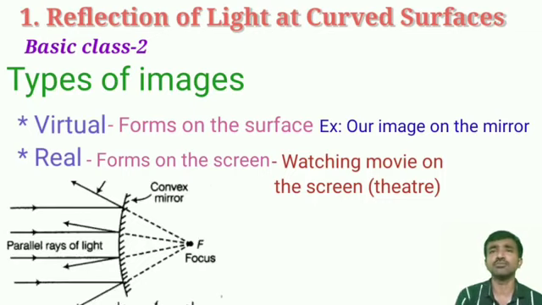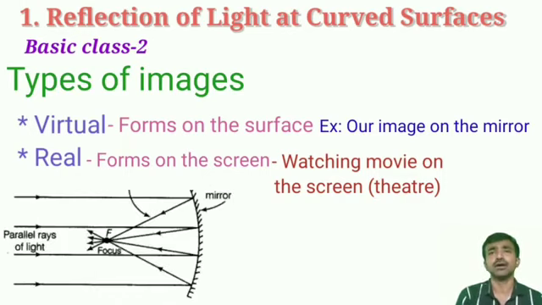The reason behind the formation of a virtual image is that the light rays cannot meet at a point after the reflection. They can meet behind the mirror if you extend them. So that backward converging point is observed in virtual images.